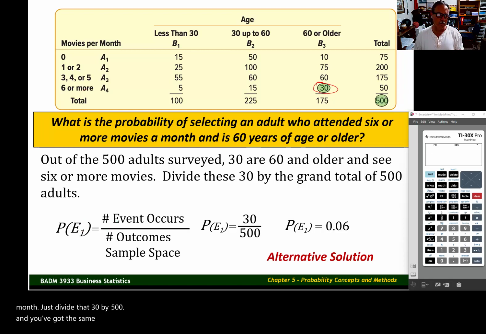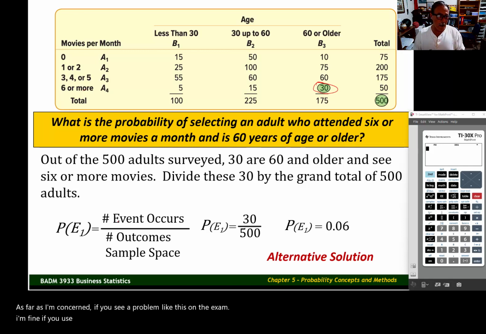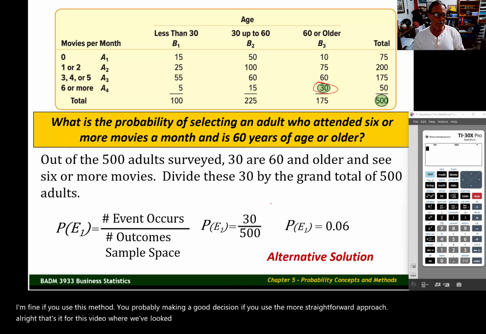To me, that's much more straightforward, commonsensical. And as far as I'm concerned, if you see a problem like this on the exam, I'm fine if you use this method. You're probably making a good decision if you use the more straightforward approach. All right, that's it for this video where we've looked at calculating probabilities from data presented in contingency tables.